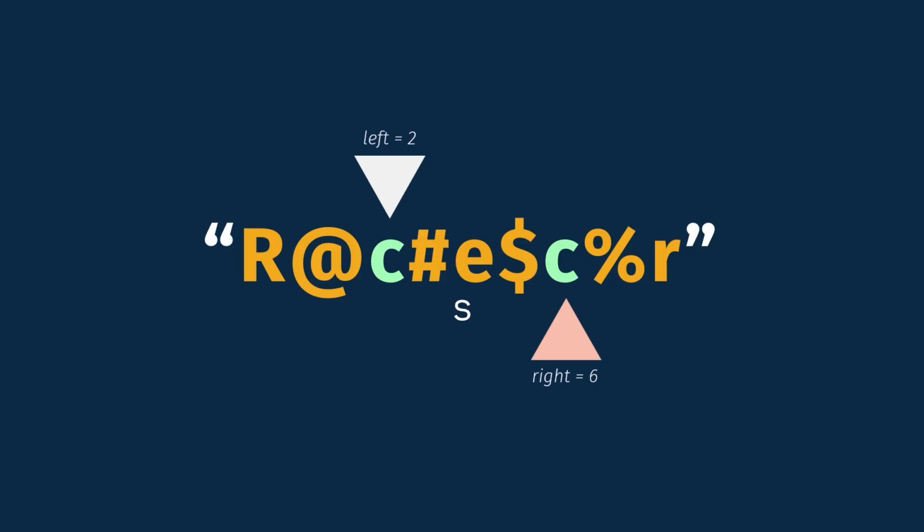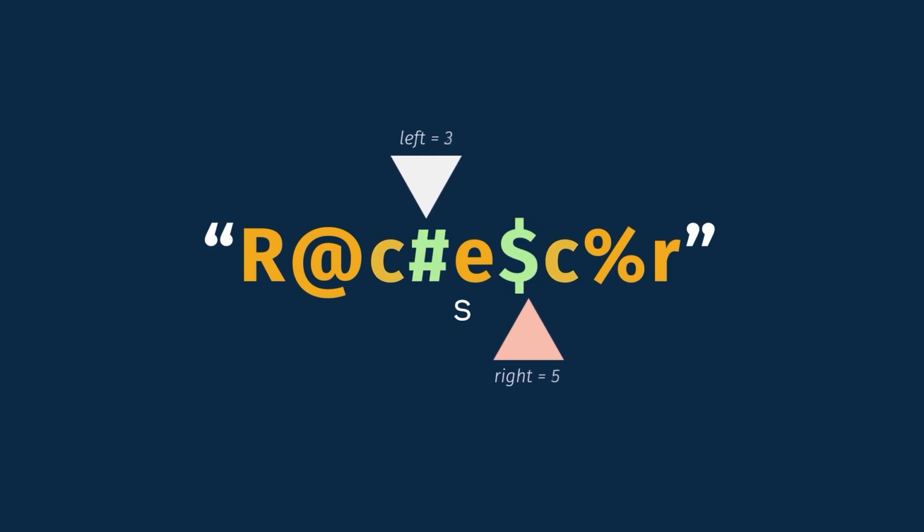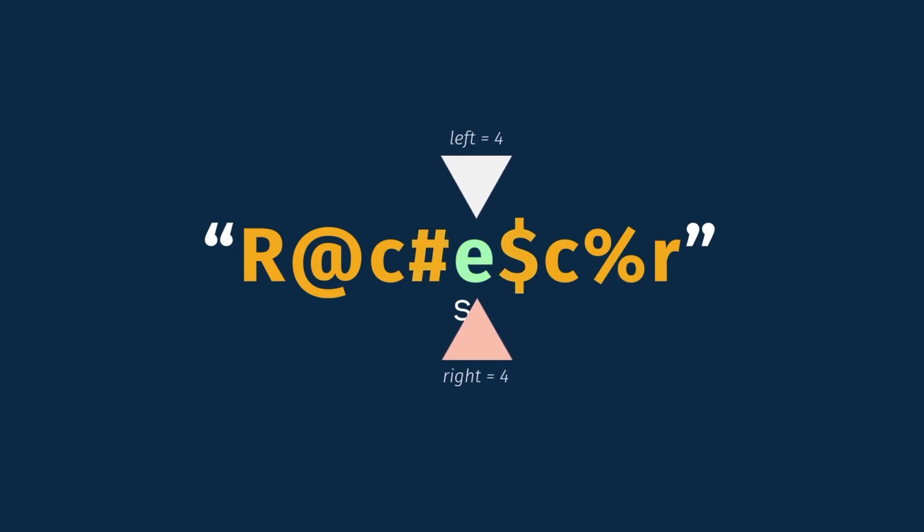We then compare the next pair of characters at left equals 2 and right equals 6. They match again, so we continue moving the pointers inward. We skip the pound character at left and the dollar character at right. Finally, when we compare the last character E at indices 4 and 4, they match perfectly. Since all the alphanumeric characters match correctly, this strange-looking string is indeed a palindrome.